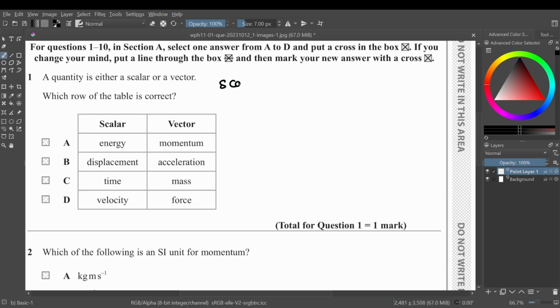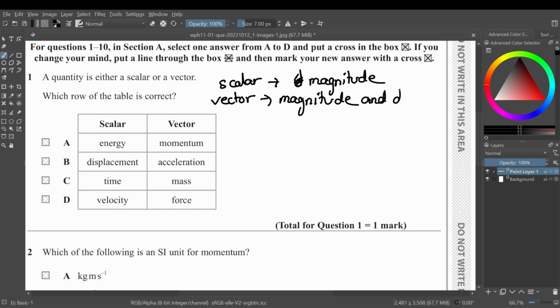A scalar quantity consists of only magnitude, or you could say the value, right? And a vector quantity consists of both magnitude and direction, right? So basically, you need to remember these two things. These are more important, right? So let's check our option number A.